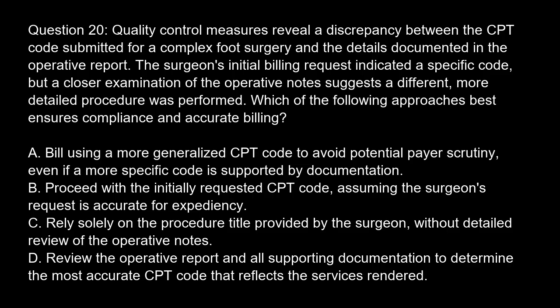Option A. Bill using a more generalized CPT code to avoid potential payer scrutiny, even if a more specific code is supported by documentation. Option B. Proceed with the initially requested CPT code, assuming the surgeon's request is accurate for expediency. Option C. Rely solely on the procedure title provided by the surgeon, without detailed review of the operative notes. Option D. Review the operative report and all supporting documentation to determine the most accurate CPT code that reflects the services rendered.